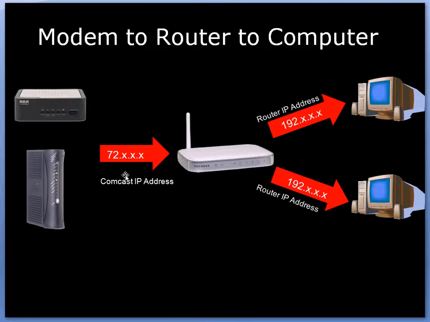This is a nice picture of the modem, of course, and it's passing off a proper IP address to a router. Now the router is then going to pass off proper IP addresses to whatever is connected to it.